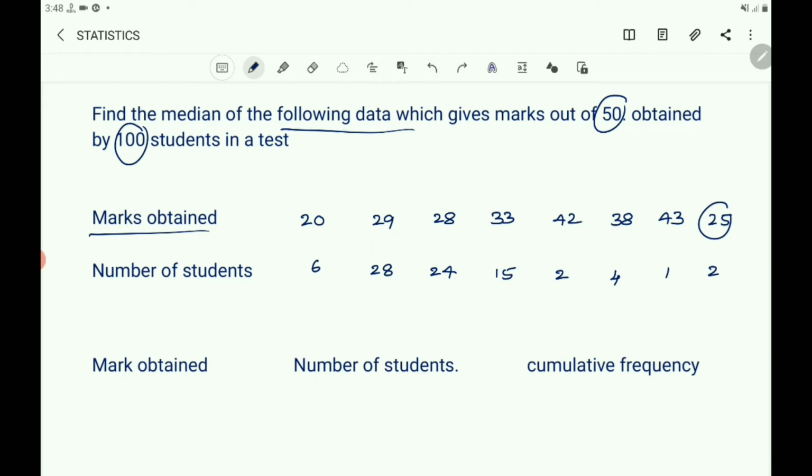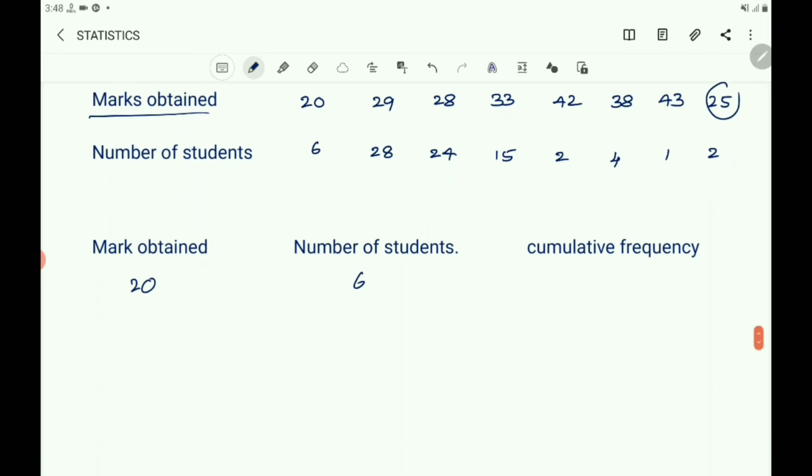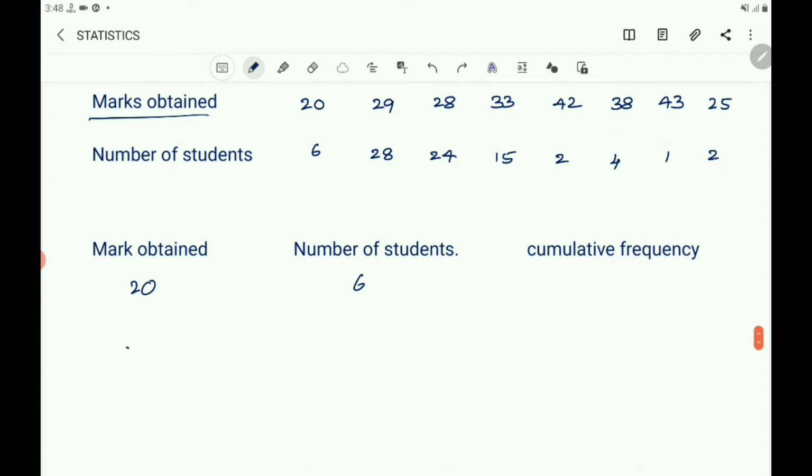Now, to find the median of this data, we have to arrange the data in ascending order. Arrange the data in descending or ascending order. So now let us take the data in the ascending order. So which is the list here? That is 20, and its frequency is 6. Next you take 25, its frequency is 2.